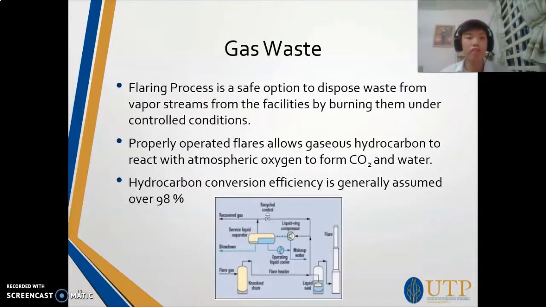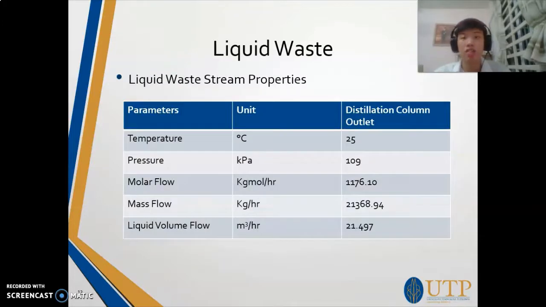So based on our gas waste identification, we move on to our treatment strategy, which is the flaring process, which is a safe option to dispose of the waste. The waste is burned under controlled conditions, and it is usually reacted with atmospheric oxygen to form CO2 and water. The conversion of the gases to CO2 and water is generally over 98%, which is very high. And that's all for the gas waste.